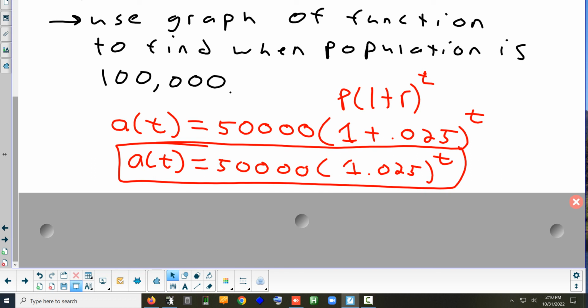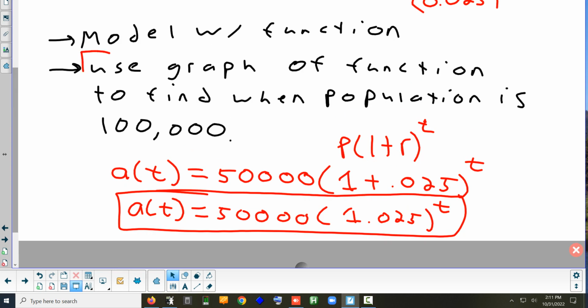Here's my formula. Now, there's two types of questions I can ask you about this. I can either say, 20 years have gone by, tell me what the population is now. If I said 20 years had gone by, where would you fill in the 20? On the left side? Or would you fill it in for the T? You fill it in for the T because the T is time.